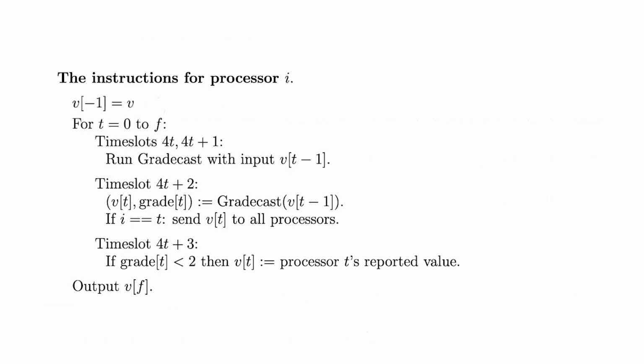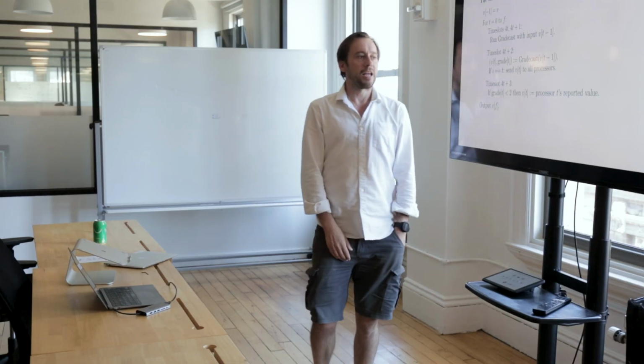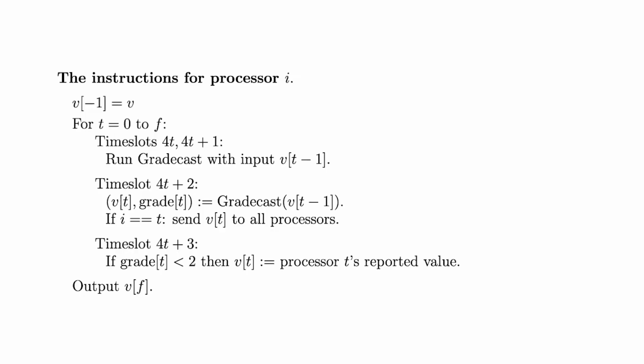Okay, and then if you're the leader, so if you're in the t-th round and your name is t, then you send your value to all processors. In the next time slot, everybody just updates their value to the leader's value, unless they output the grade cast with grade 2. And at the end, you just output your value.